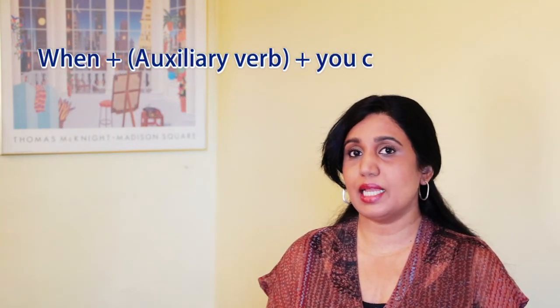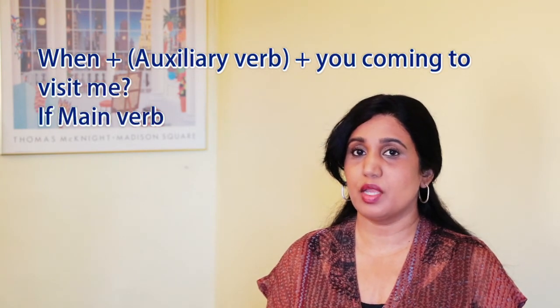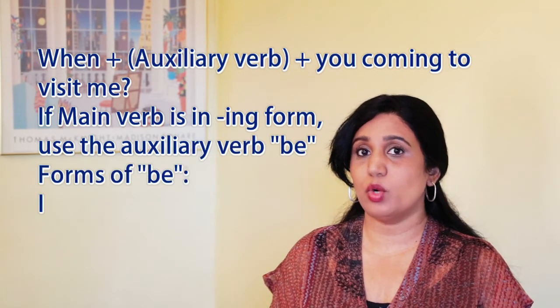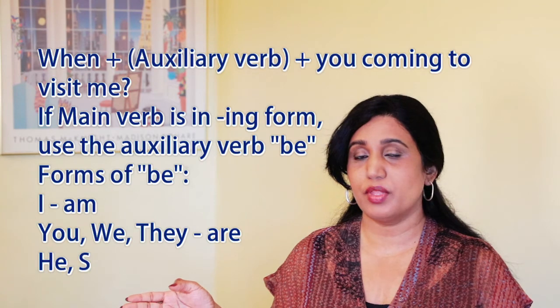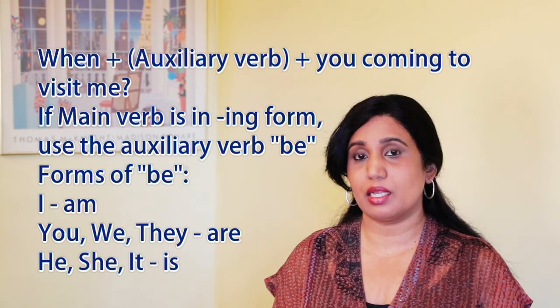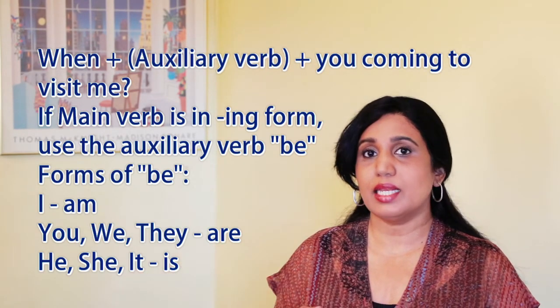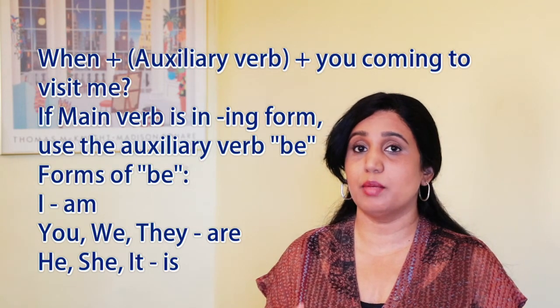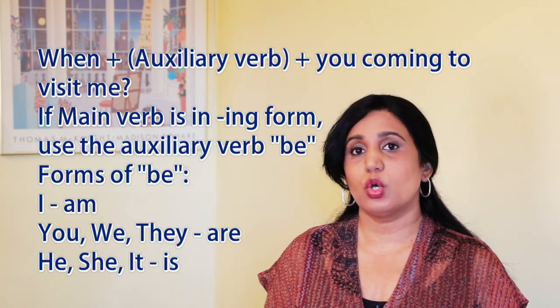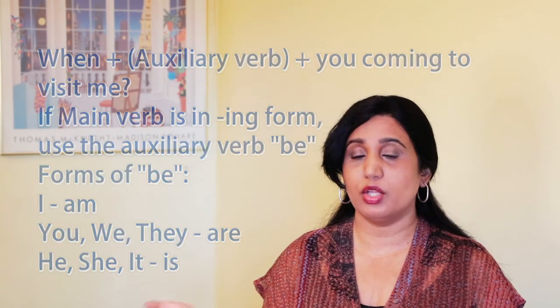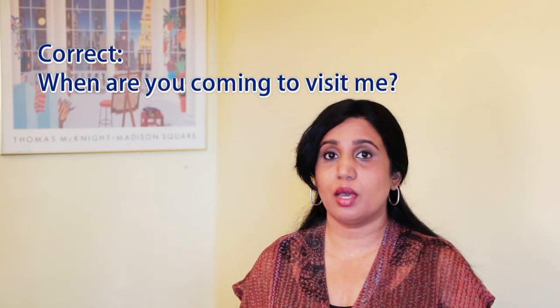When an auxiliary verb is missing like this, we have to put an auxiliary verb. Usually we put do. But when the main verb is in an ing form, like here the main verb is coming, right? It's C-O-M-I-N-G, coming. It's in the ing form. In cases like this, we have to put a form of the auxiliary verb be. So look at the subject. With you, the correct form of be is are. You are. I am. He or she is. The correct question is, when are you coming to visit me?